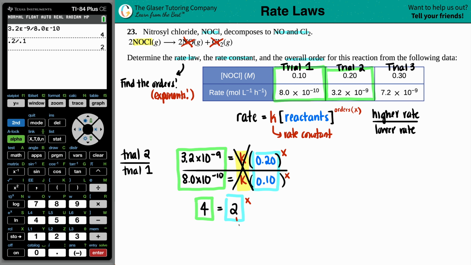So now we say 2 to the what will get me 4? How many 2's do I have to multiply to get to 4? And you're absolutely correct. X equals 2. Because 2 times 2, I have 2 of these. 2 times 2 is 4. Okay. So we found out the order, right? X equals 2. That is the order.